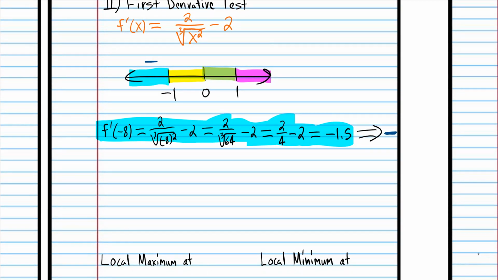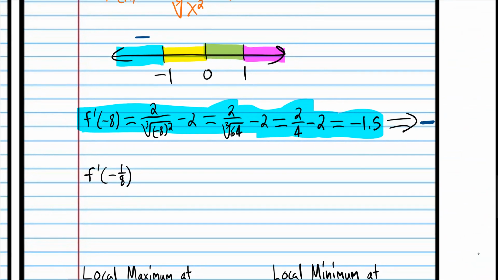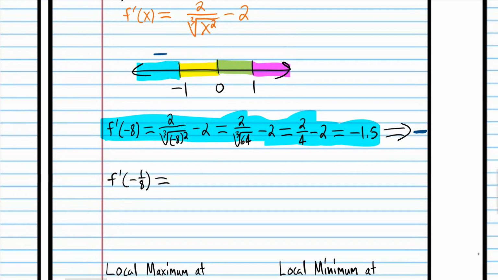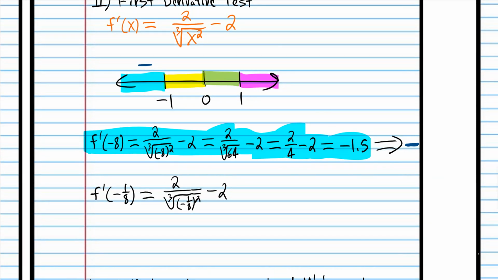Now I'm going to test the yellow region. So I'm going to try -1/8. Now again, you might have to use your calculator. It's not going to be exactly obvious that -1/8 is going to be a number that allows us to avoid the calculator. So if you have to use your calculator, don't be ashamed of that. Finding that weird value, -1/8, is not going to be something that's easy.